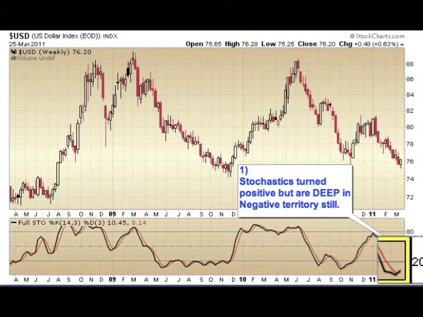And a look at the weekly chart, the stochastics down below at 0.1 shows that they turned positive, but they are in deeply negative territory right now. So we gave it a yellow mark. We're waiting to see if we can get past that 20 line before we can see if this is really going to be bullish or not.